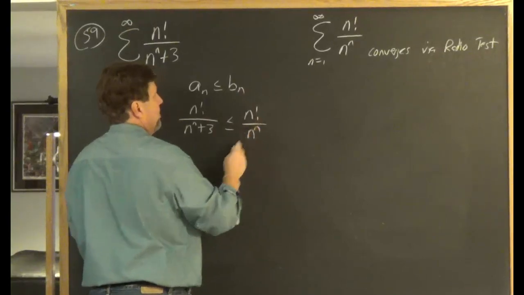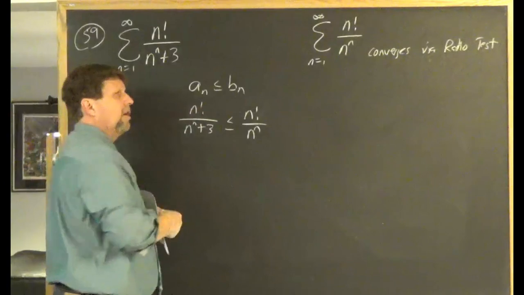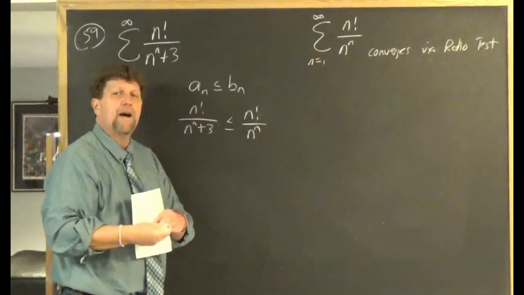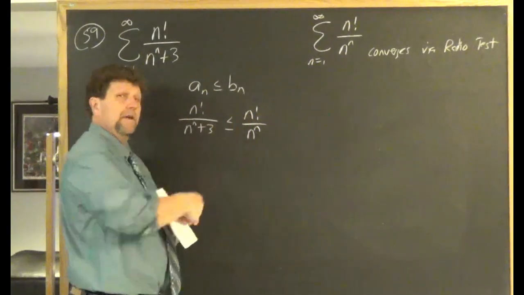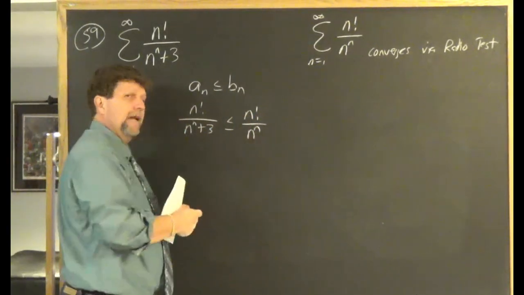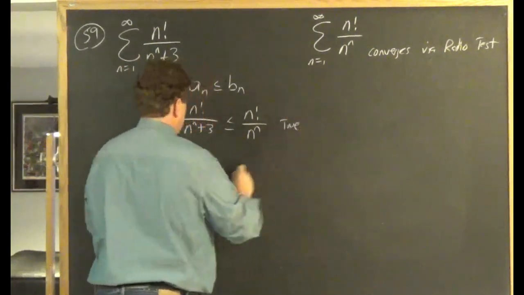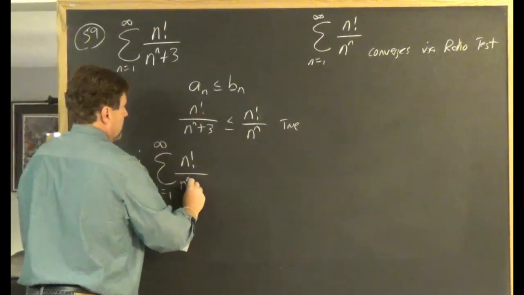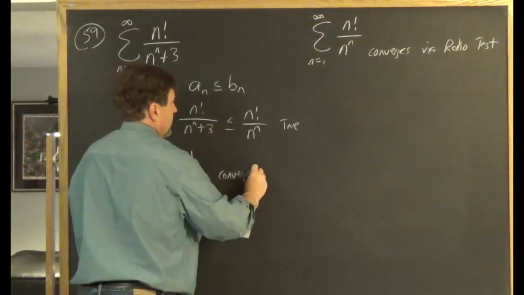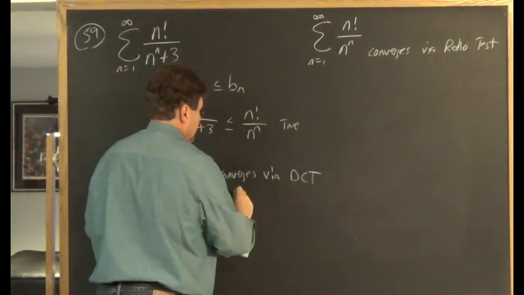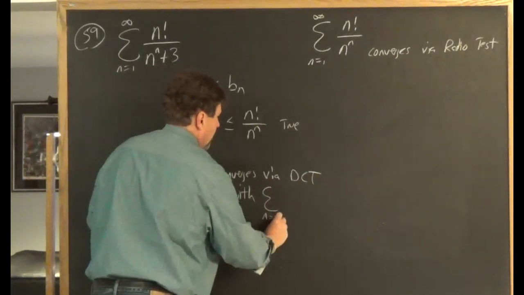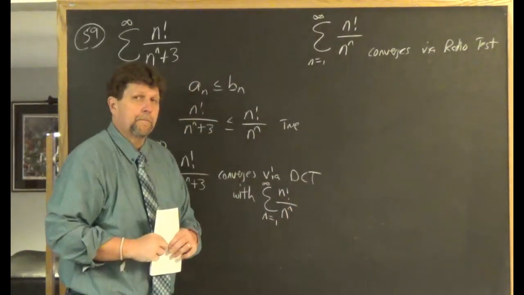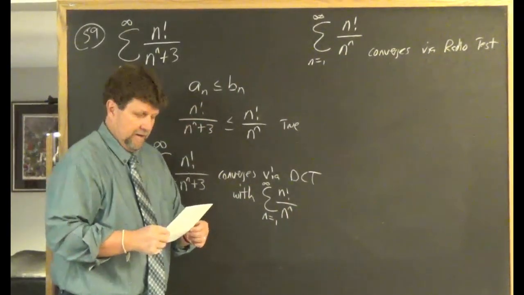So the direct comparison test, remember, it says if this converges, something that is smaller must also converge. Is this inequality true? And of course it is. We know it's true from the denominator argument. As long as the numerators are the same, and they are, this denominator is larger than that denominator, that means this inequality is true. So we immediately know that this series converges thanks to the direct comparison test with the known convergent series n factorial over n to the n. That's pretty slick.